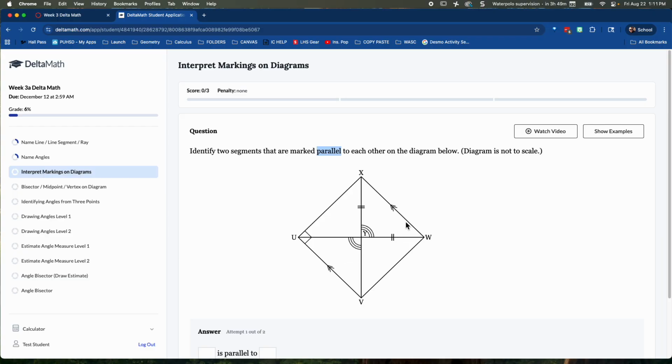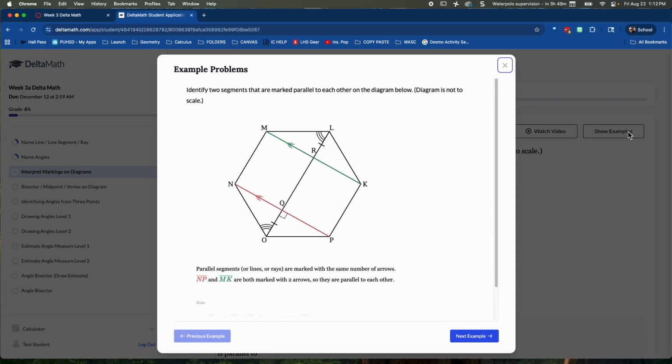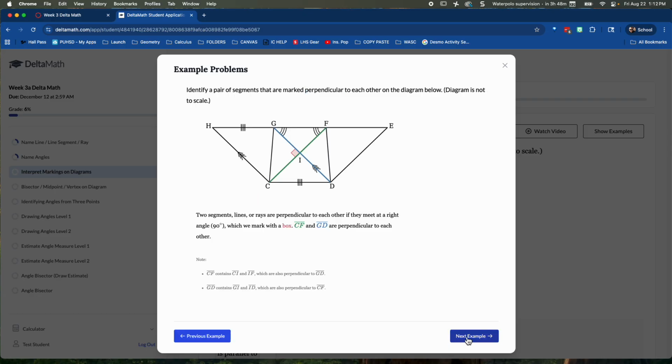These arrows mean that the lines UV and WX are parallel. And parallel is just saying they point in the same direction. And they'll run alongside each other, never crossing over. So let's look at some of these examples. Here's an example of parallel. The red and the green are highlighted as parallel markings.